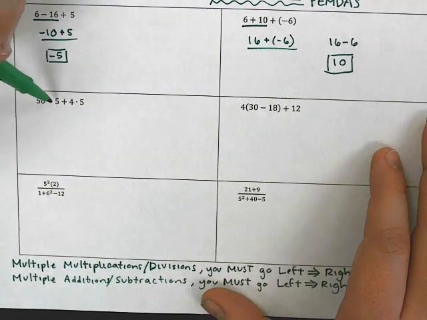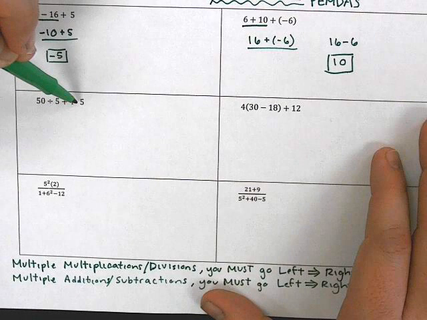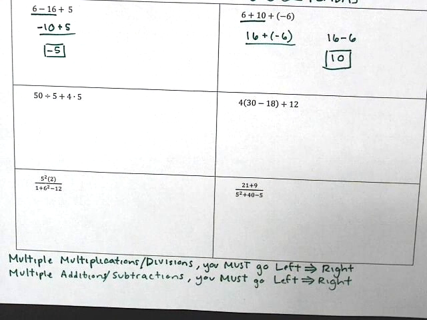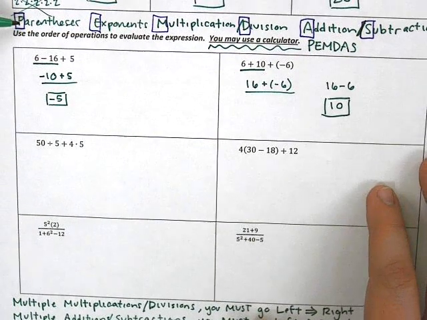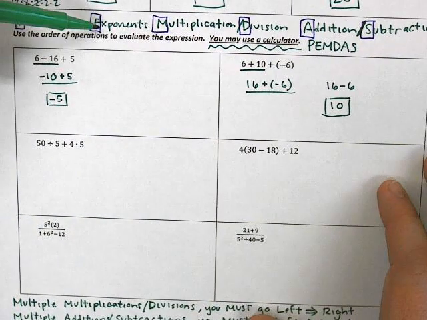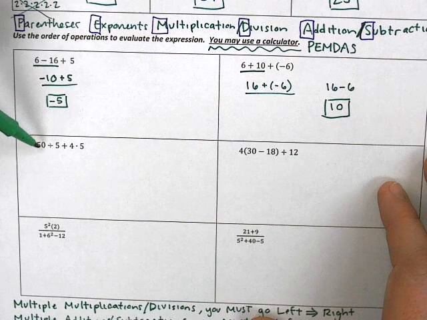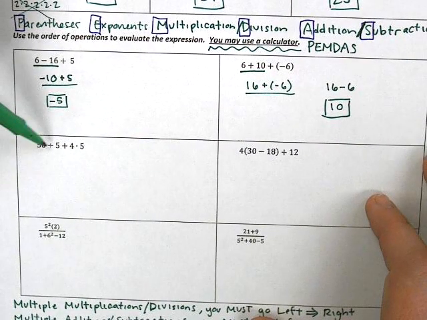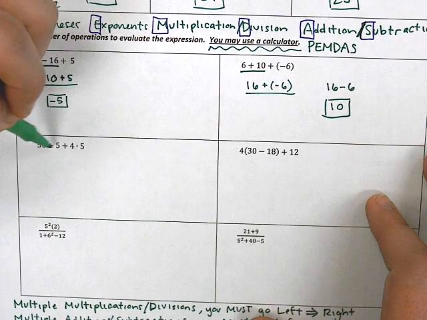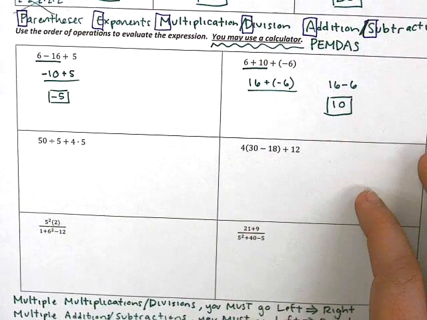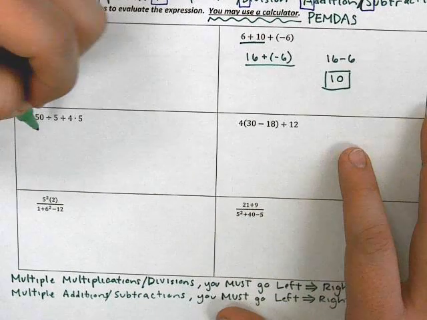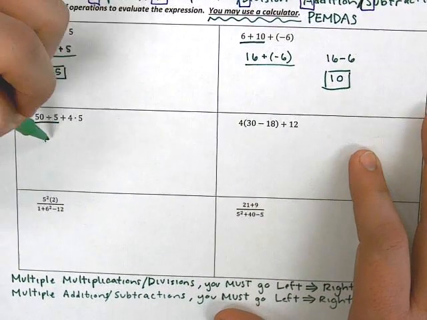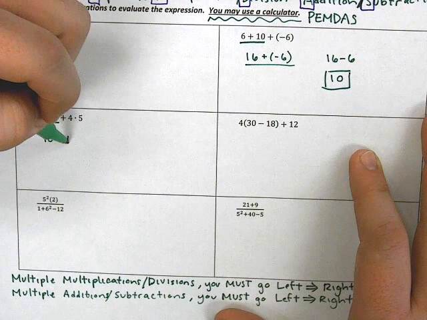Okay, I have division, I have addition, I have multiplication. All right, this is a good example of one where we don't have any parentheses, we don't have any exponents. I have multiplication, but I see division, and it's more to the left, right? So we need to do this first, because we always like to go left to right. All right, so I'm going to do 50 divided by 5, which is 10, plus 4 times 5.